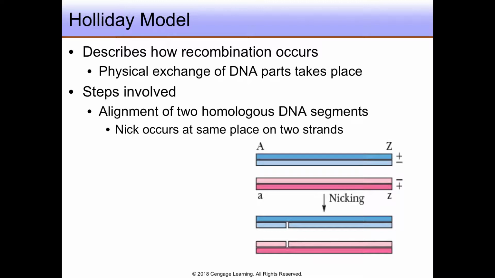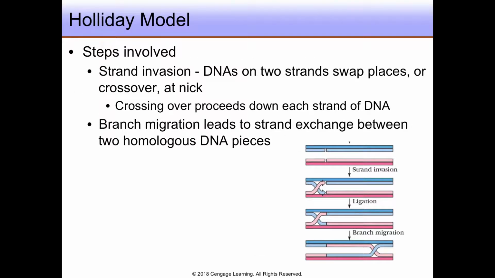The Holliday model is used to describe how this event occurs, which involves the physical exchange of DNA. This process begins with an alignment of homologous DNA segments containing the same or nearly the same DNA sequence. First, the DNA backbone is nicked at a specific location, the same on two strands as shown below. Next, the strands are exchanged, shown here as an exchange between the blue and pink strands.